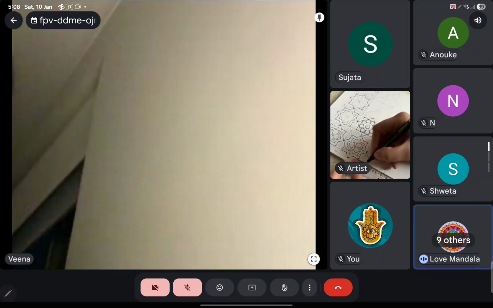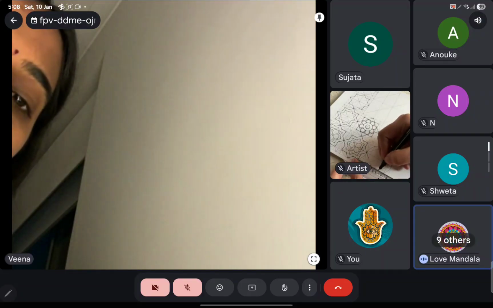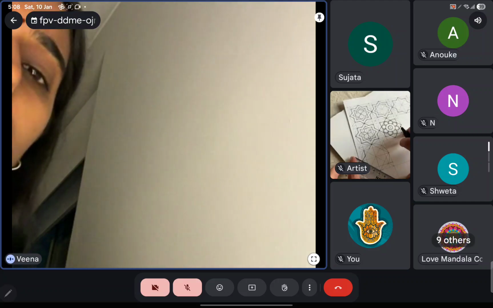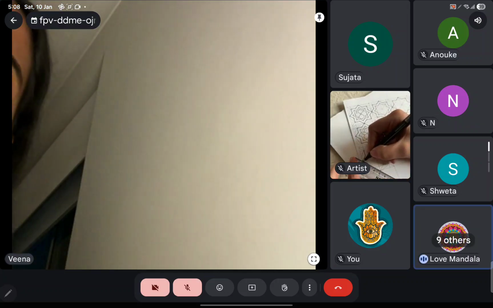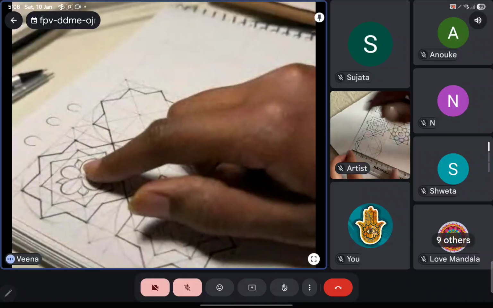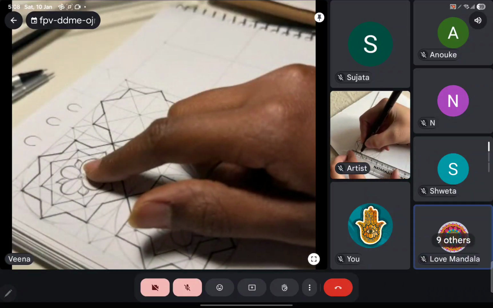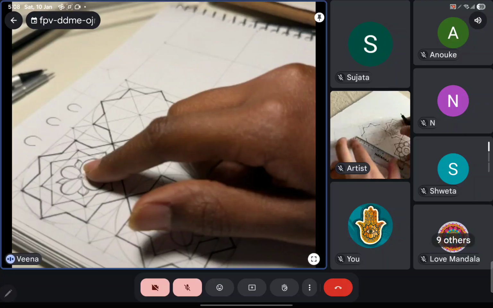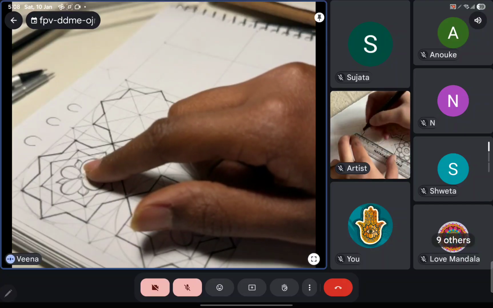For the inner floral patterns, we are drawing yours with 0.05? Which ones, the inner ones? The inner floral patterns. These ones? Yes, ma'am. Yes, with 0.05.